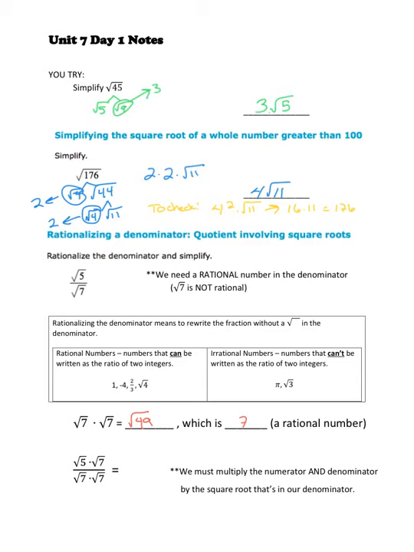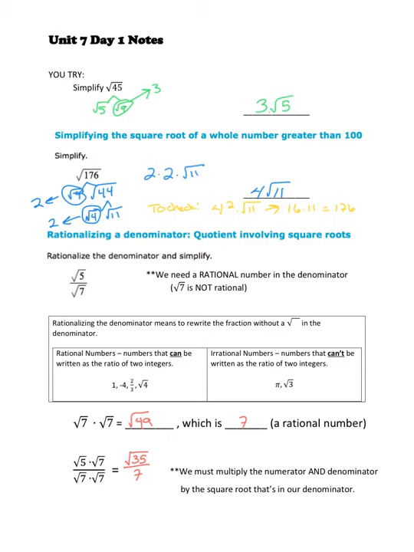Now we're going to multiply this. When you multiply a square root times a square root, you can just multiply them together and keep them under the square root bar. So let's look. 5 times 7 is 35. So this is the square root of 35. 7 times 7 is 49. And we know the square root of 49 is 7. So our final answer is the square root of 35 over 7.